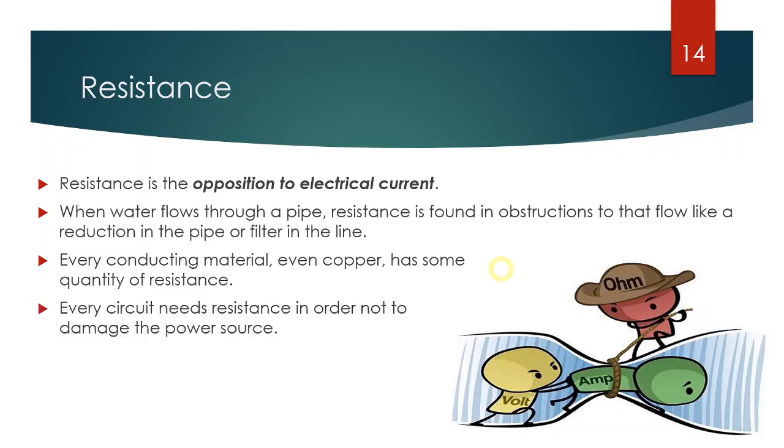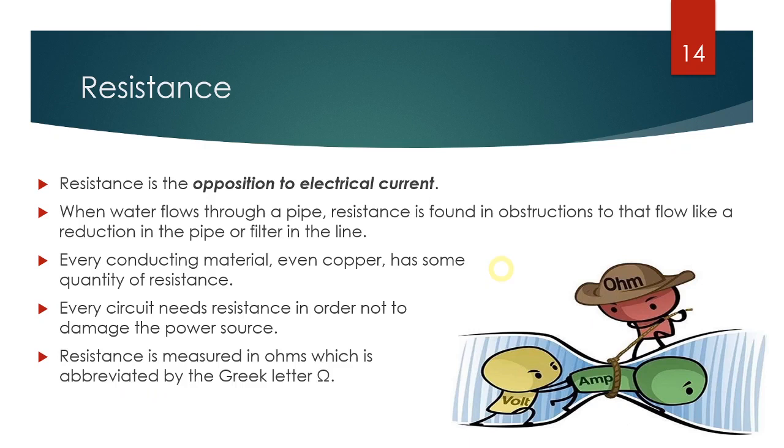Every circuit needs resistance in order not to damage the power supply. Okay, so even though copper does have some resistance, if I hooked a copper wire from one lead of your car battery to another lead of your car battery, because the resistance is so low, the amperage would be so high and it would damage the battery. So we need an appropriate amount of resistance for the power source. And typically we either use a circuit breaker or a fuse to protect the power source to make sure that we're not going to try to draw too many amps out of it. And then the fuse will blow or the circuit breaker will pop, and you'll have to reset the circuit breaker or replace the fuse if that occurs.